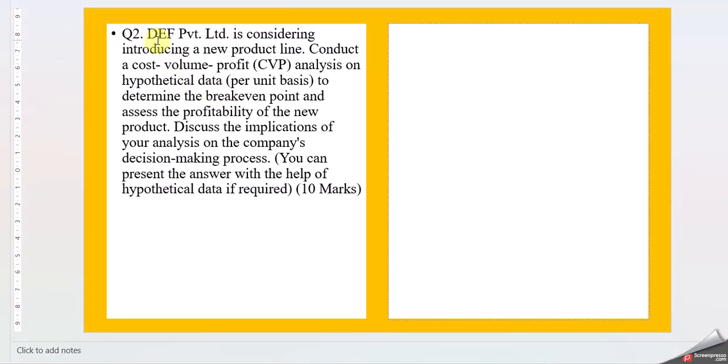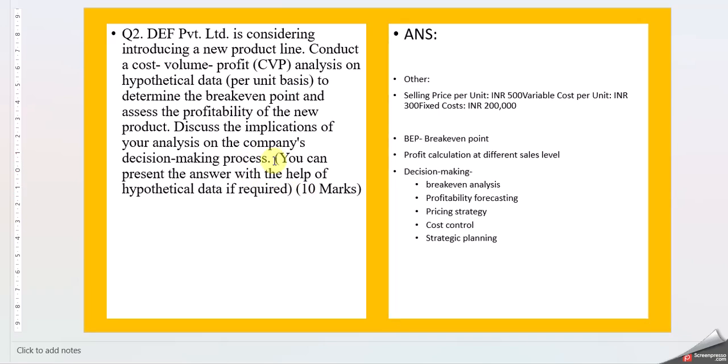Then question 2. DEF Private Limited is considering introducing a new product line. Conduct the cost volume profit analysis on hypothetical data per unit basis to determine the break-even point and assess the profitability of the new product. Discuss the implications of your analysis on the company's decision-making process. You can present the answer with the help of hypothetical data if required. So it is giving you the option that you can consider your own examples.